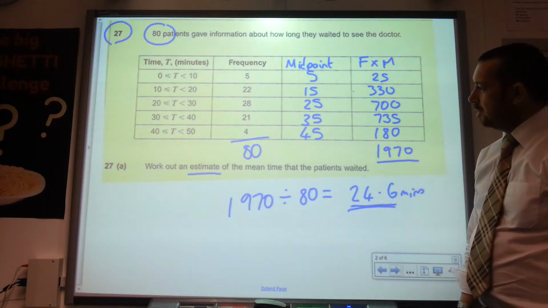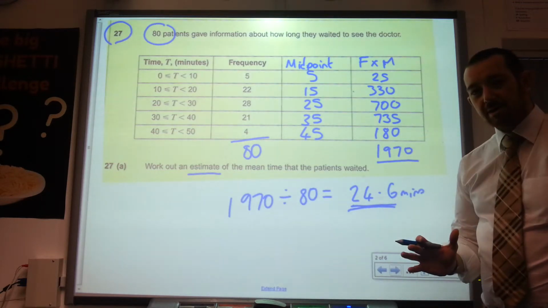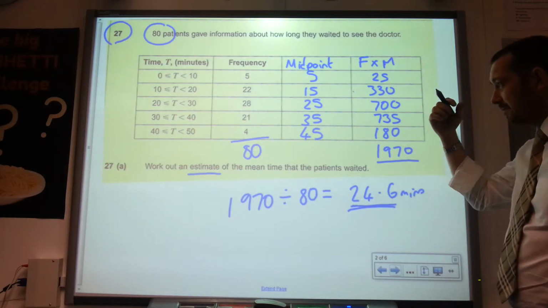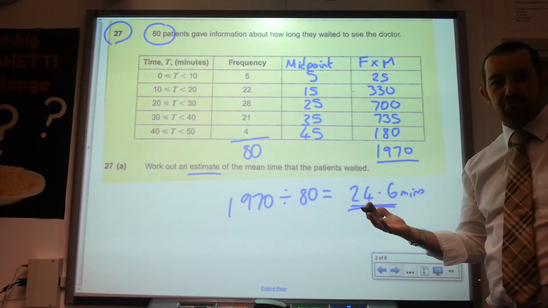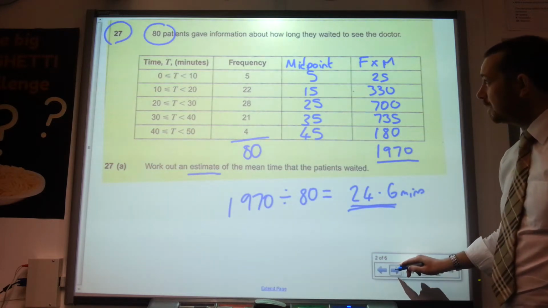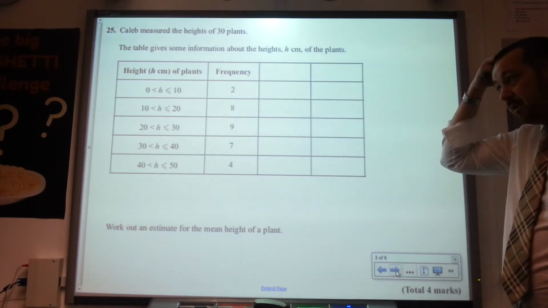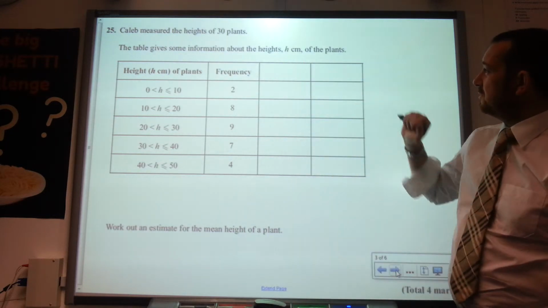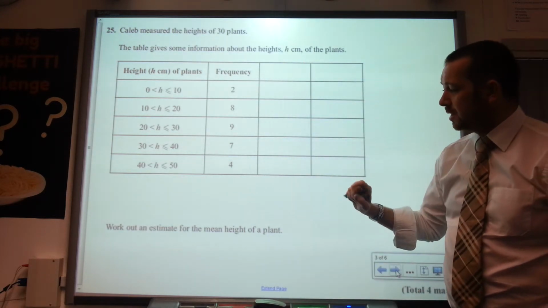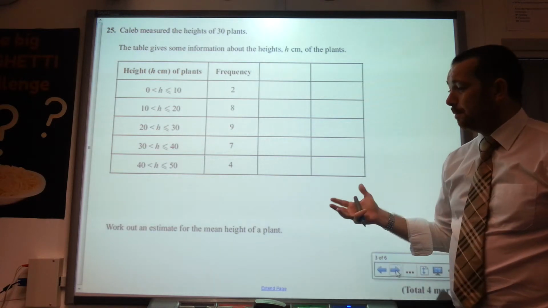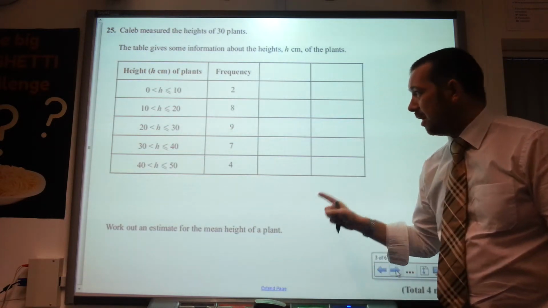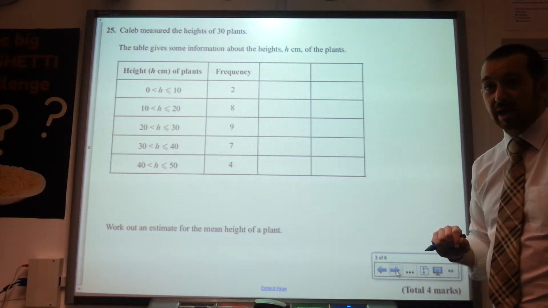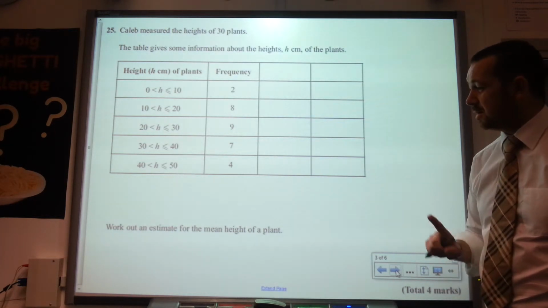Okay? So what I suggest you do is have a go, basically press pause when the question comes up. Now also don't forget, as it says here, Caleb measured the heights of 30 plants. The table gives some information about the heights. So you can copy that down and have a go with it. It says work out an estimate for the mean height of a plant. You could also try and get the modal interval as well, because that does come up sometimes. So if you want to press pause on that question.